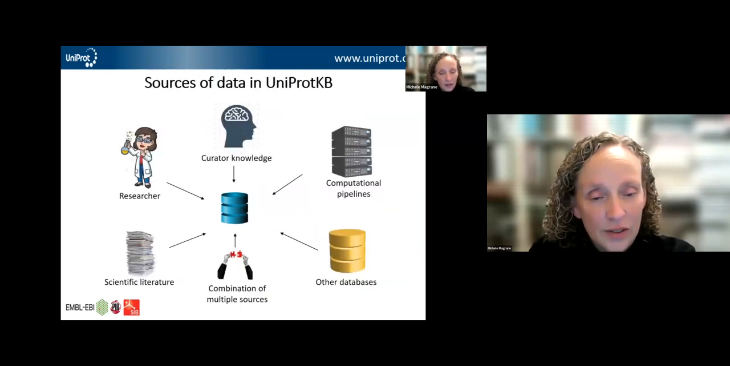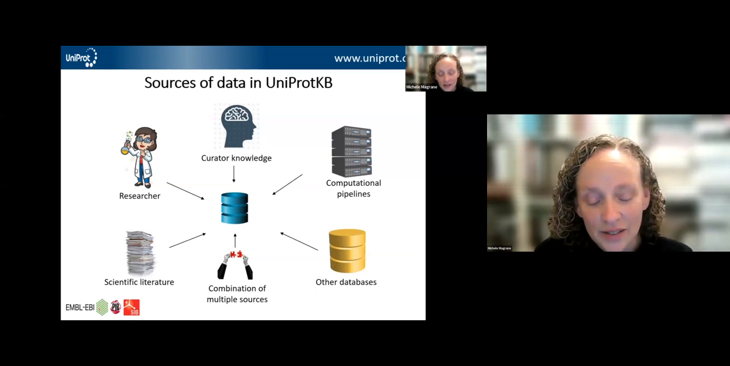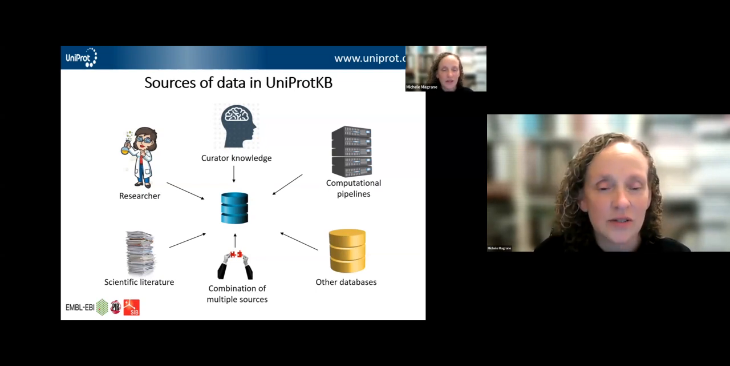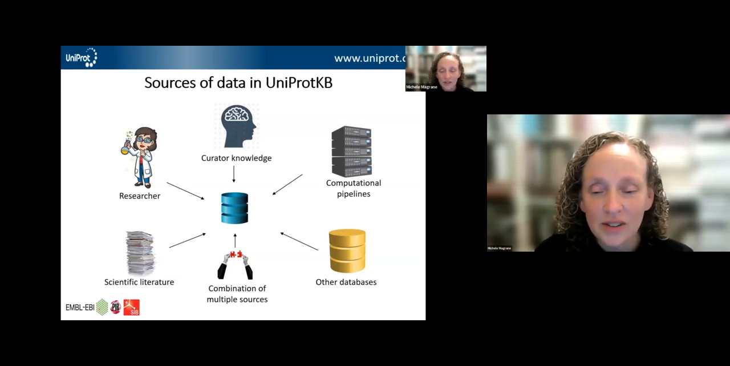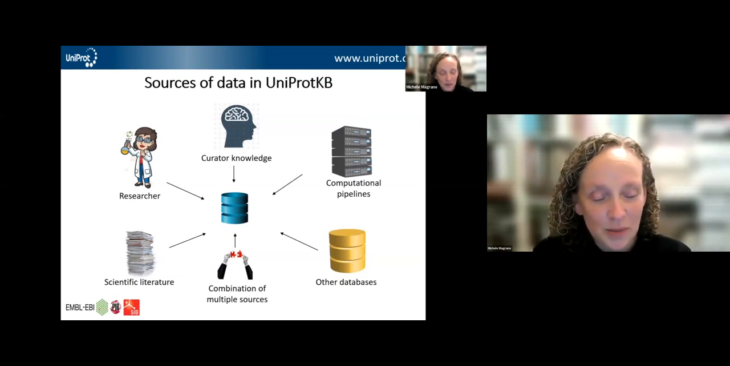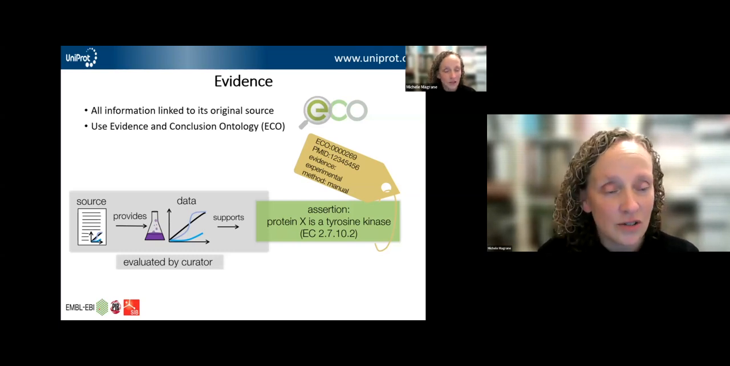So as you can see, there's information and resources coming from lots of different sources: from scientific literature, from researchers, from other databases, from various computational pipelines. And so it's really important that we provide a way for people to know where all of this information is coming from. All of the information in the knowledge base is linked back to its original source.